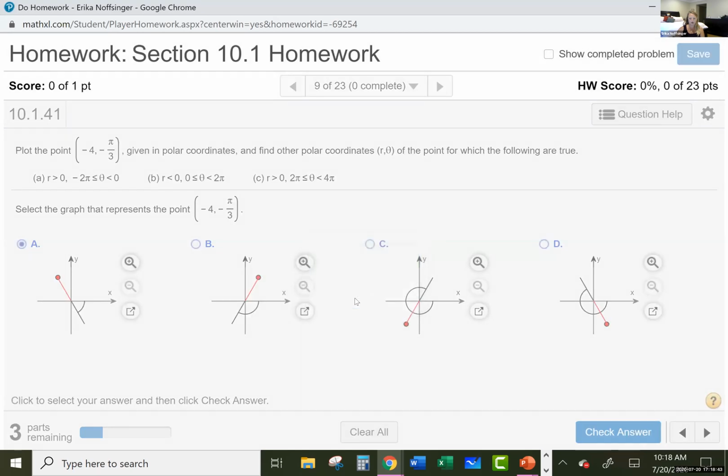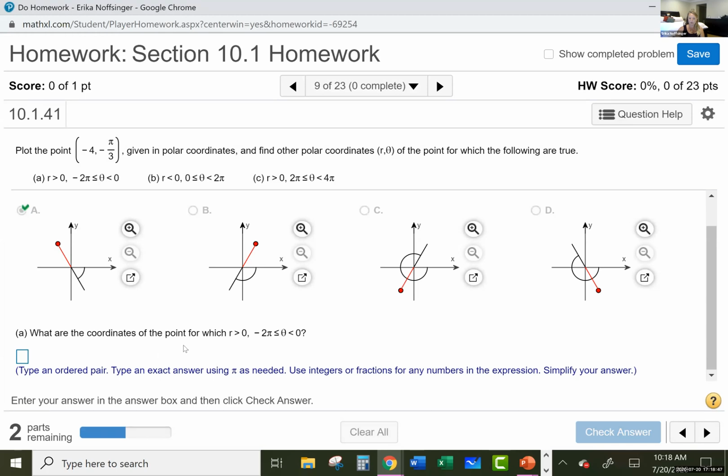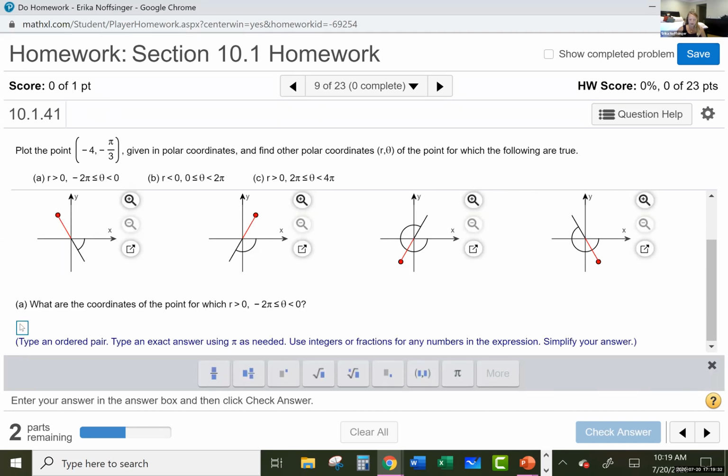Okay. And so the next question says, what are the coordinates of the point where r is bigger than 0 and your angle is between -2π and 0? So we want to figure out the same point that we could get right here if our r value was bigger than 0 and this was a negative angle. So we're going to have to get up into the second quadrant, and we want to go negative, so we're going to go clockwise. We know our reference angle down here, that was the π/3. So we're going to take π plus π/3, so that's 3π/3 plus π/3, that's 4π/3. But we're going clockwise, so that's going to be a -4π/3. We wanted r to be positive. So we're going to have (4, -4π/3).